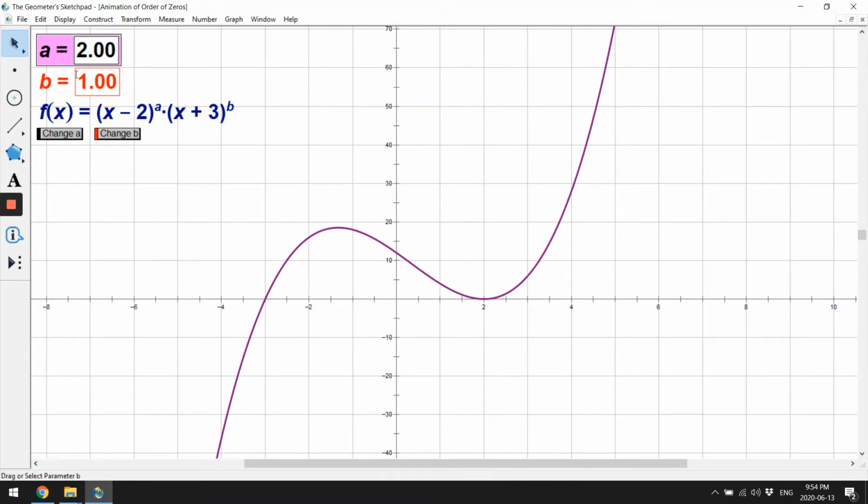Now, if the order of the zero is odd, then guess what? It will change sign. It goes from negative to positive, or it can go from positive to negative. But in this example, what we have is negative to positive. So I'm going to change b. Right now it's an order of 1, and I'm going to change it to 3, and then to an order of 5.